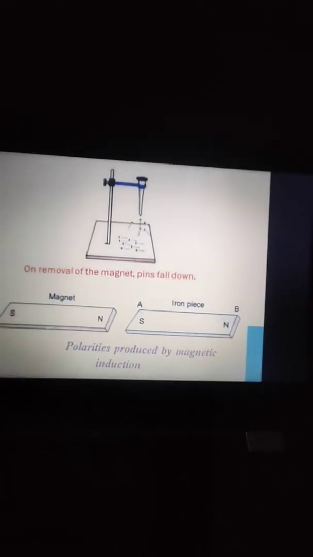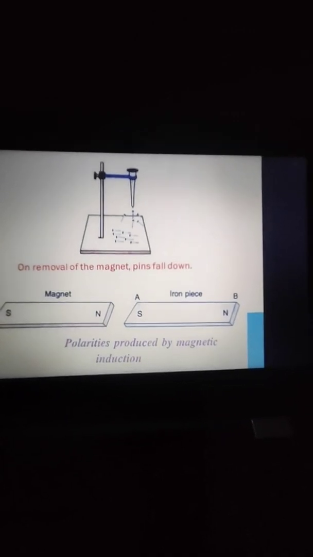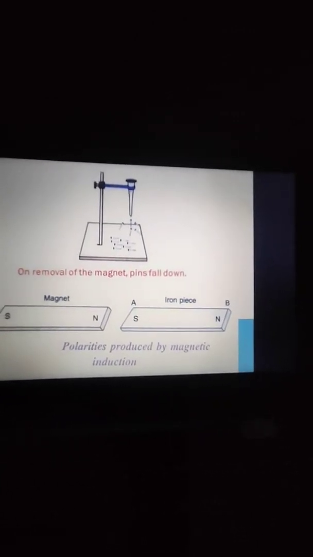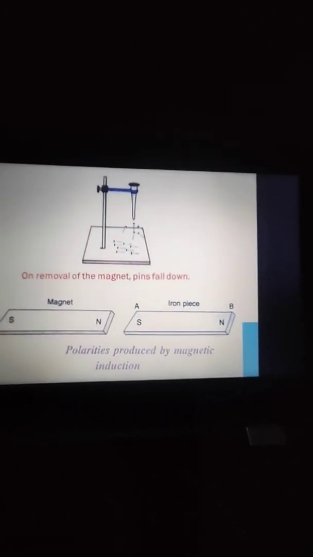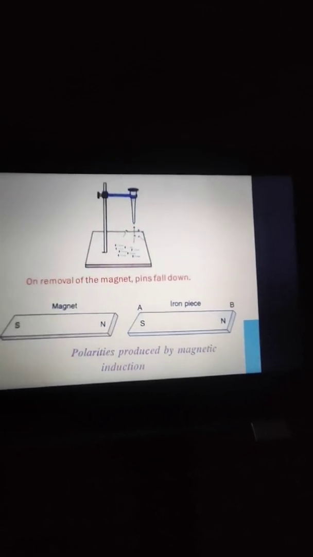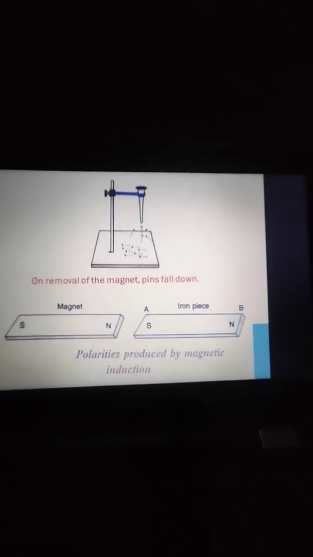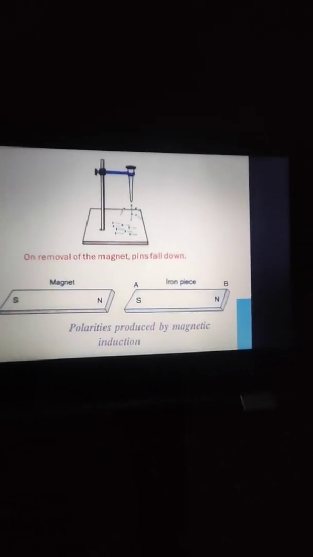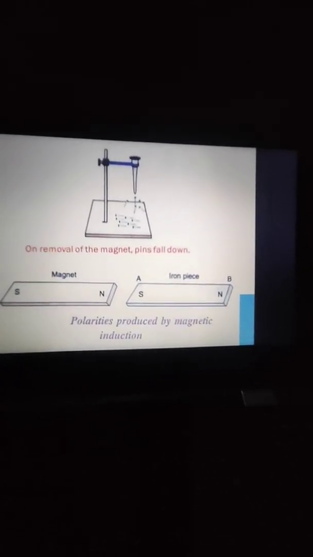But as soon as we remove the magnet, the pins start falling down. So when the magnet is removed, you will see that the iron nail loses the property of a magnet. So beta, next is what polarities will be produced by magnetic induction.